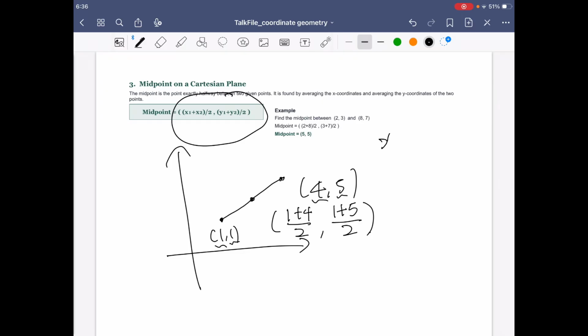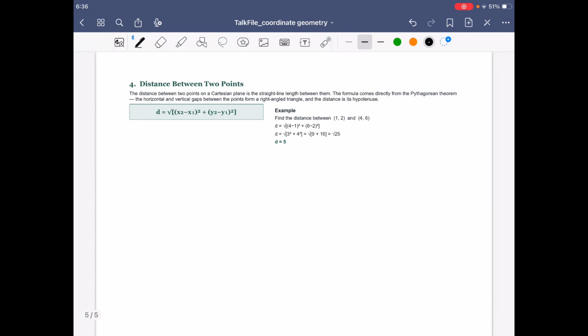So x1 plus x2 over 2, y1 plus y2 over 2. So there is one example. Yeah, it's just easy to remember and pretty straightforward. It's not really difficult. Distance could be really complicated, but after getting the core concept, like why it is the case, then it could be really easy. Let's have a look at this.